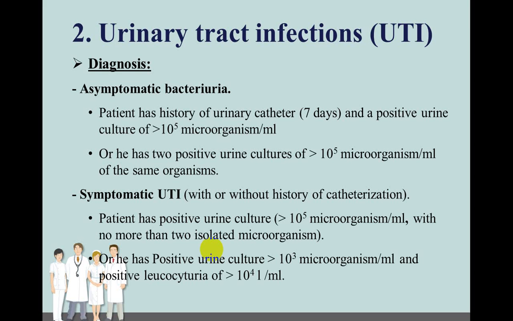Symptomatic urinary tract infection, with or without history of catheterization: patient has positive urine culture with no more than 2 isolated microorganisms, or he has positive urine culture more than 1,000 microorganisms per milli and positive leukocyturia of more than 10,000 leukocytes per milli.